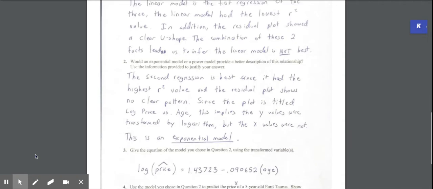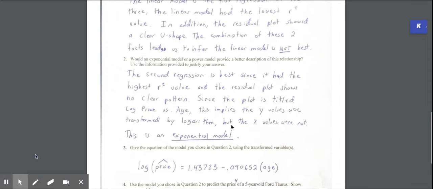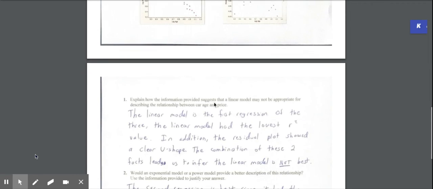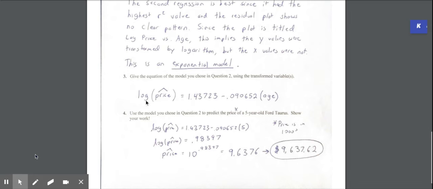Question 3, give the actual equation. So this is where we use that Minitab printout here. Notice I have log of price is equal to 1.43723 minus 0.090652 age. I did not put log of age because the second model does not take the logarithm of the ages. These two numbers that are in this equation were from this Minitab printout right there. So I just put them in the proper places, intercept and slope. And I was sure to put log in front of price since that's what the graph was of.